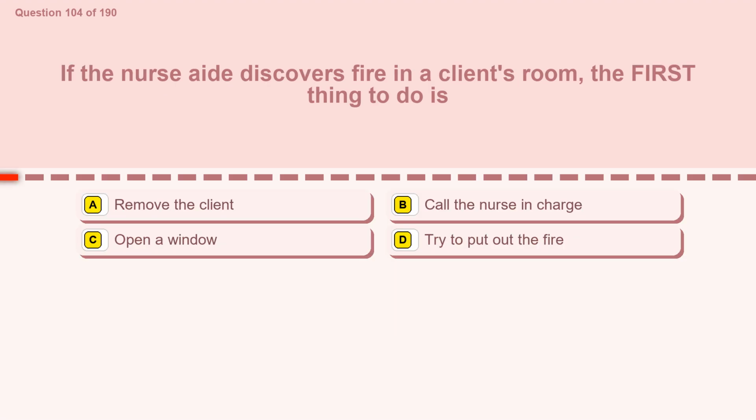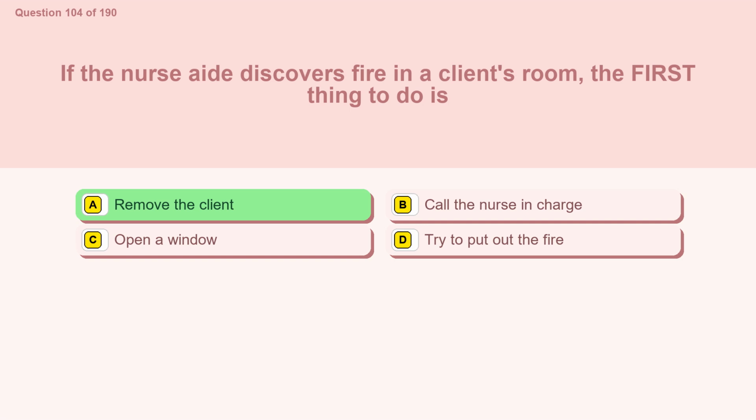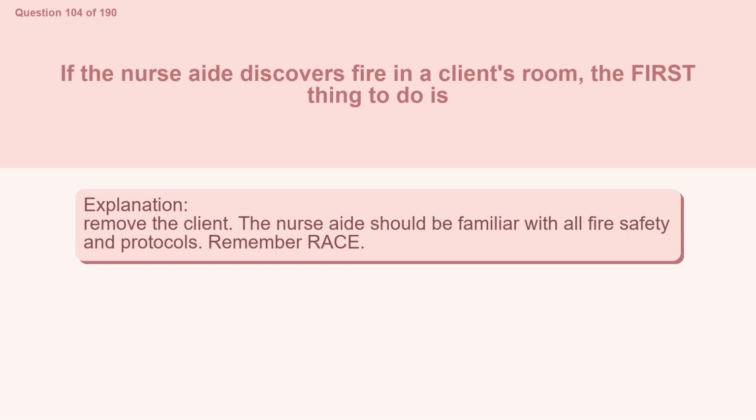Question 104. If the nurse aide discovers fire in a client's room, the first thing to do is: Option A, remove the client. Option B, call the nurse in charge. Option C, open a window. Option D, try to put out the fire. The correct answer is option A, remove the client. Remove the client. The nurse aide should be familiar with all fire safety and protocols.